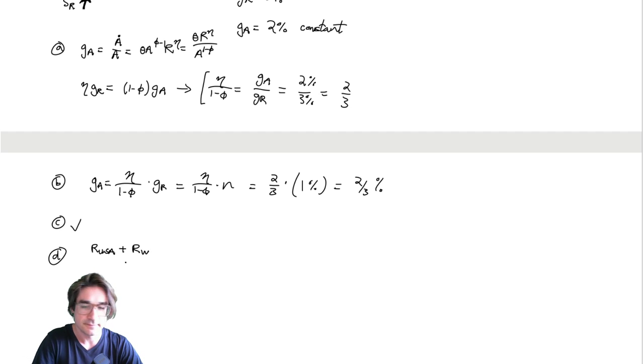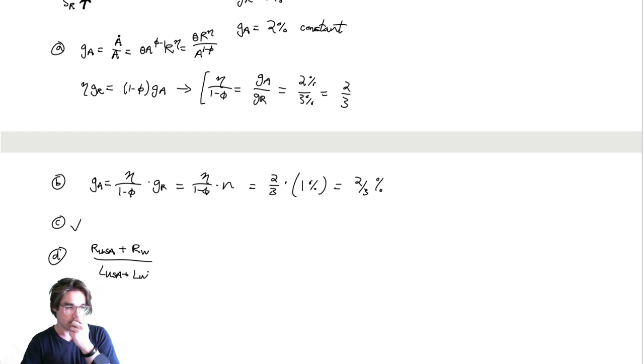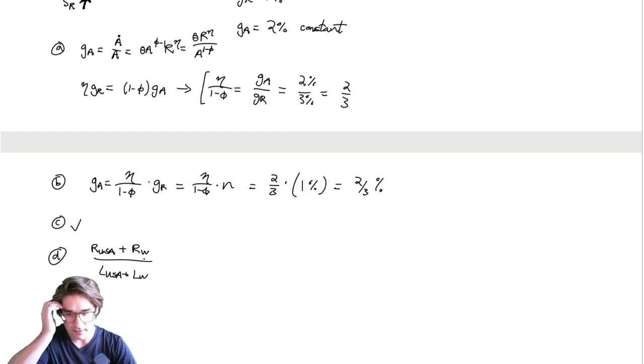Our rest of the world, W, over L USA plus L W. So if the rest of the world, let's say this is extreme, obviously, was doing zero initially, and then it went up, you get some fairly low total world research share. If they start doing more, then they're going to push up the world research share.